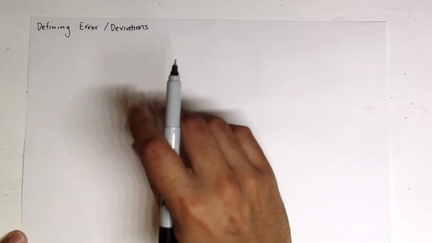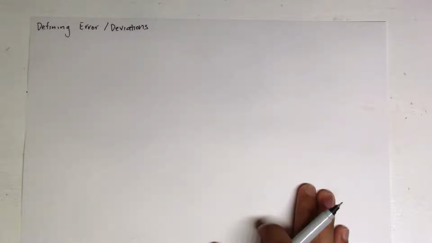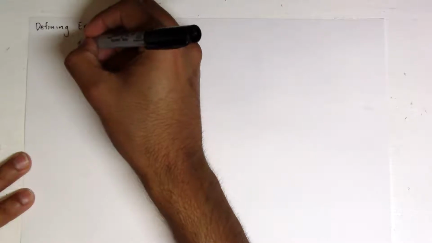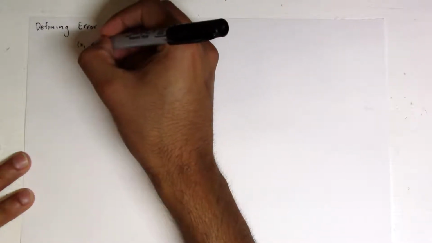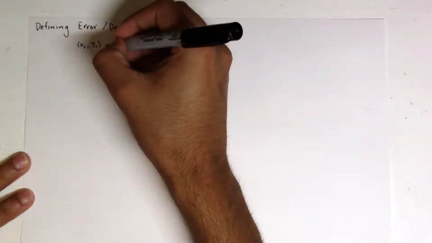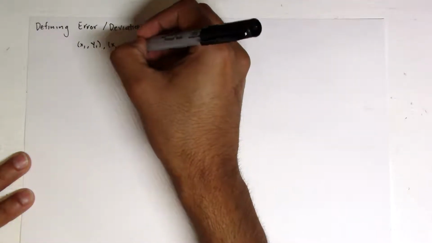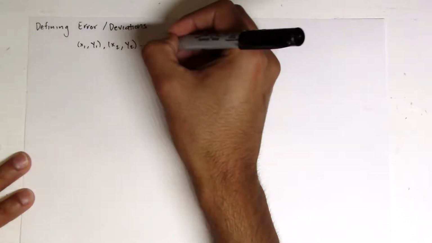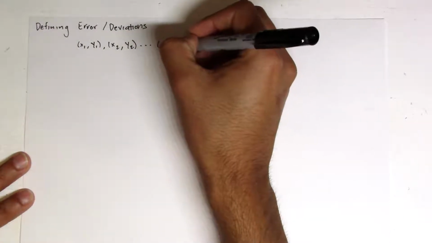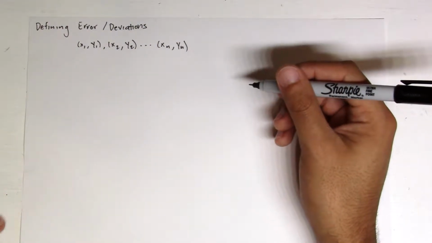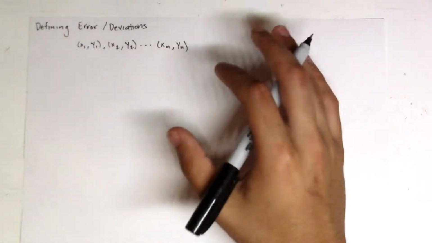So in this video, before we start doing some derivations of linear regression lines, we're going to have to define error and deviations. So we're simply going to look at n data points such that we have n data points: x1, y1, x2, y2, and so forth, all the way to xn, yn. We have n data points, and we're going to assume that we only have this set of data points.